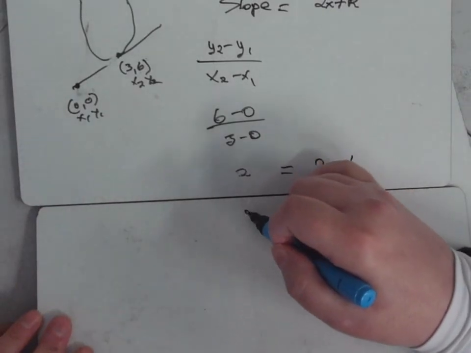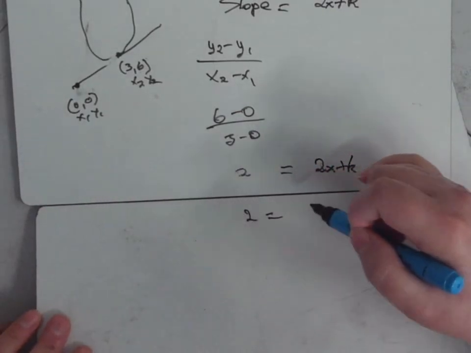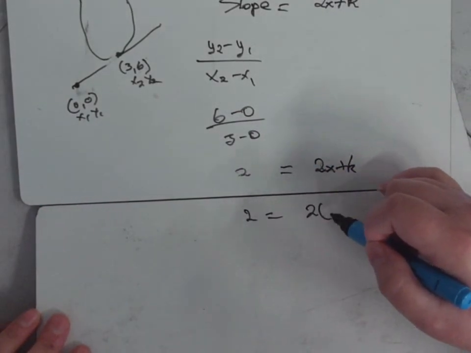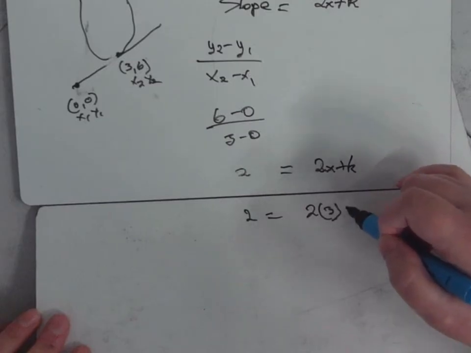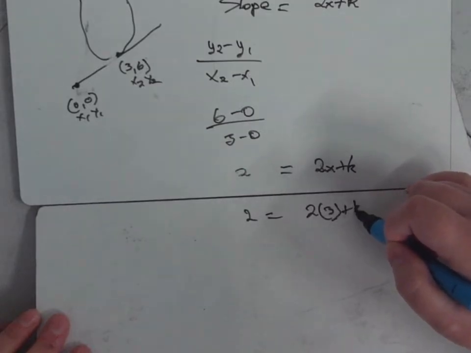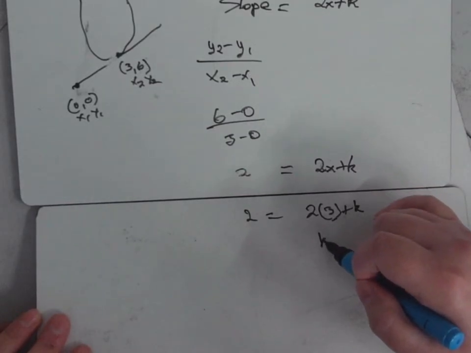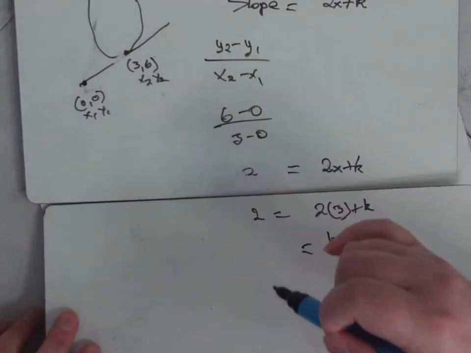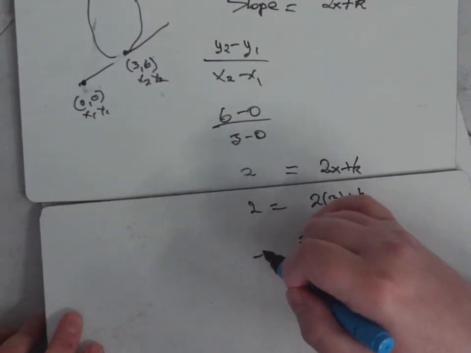Lovely. That's exactly what I'm going to do. So 2 equals 2 times 3 plus k. And that means k is equal to 2 minus 6, which is minus 4.